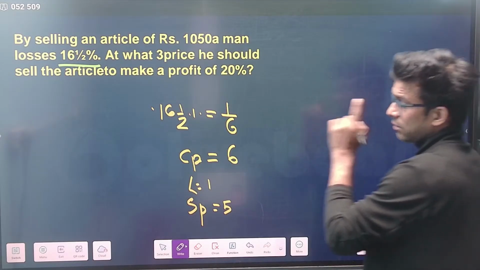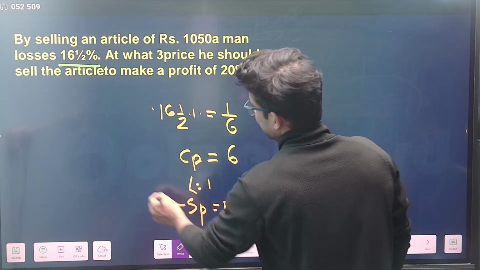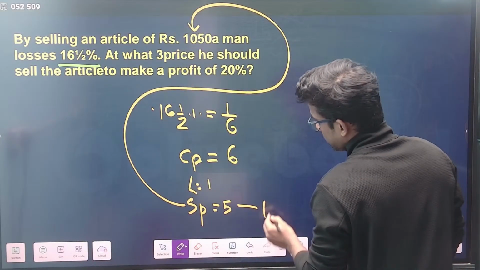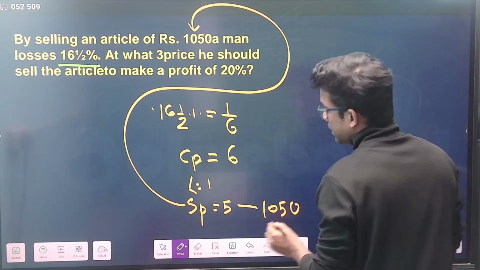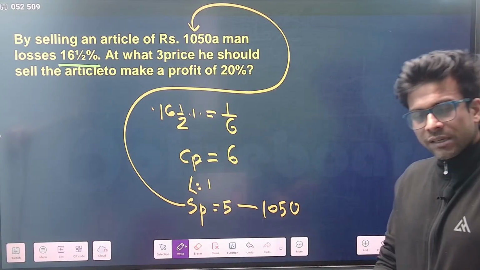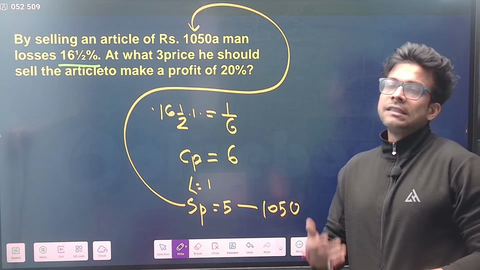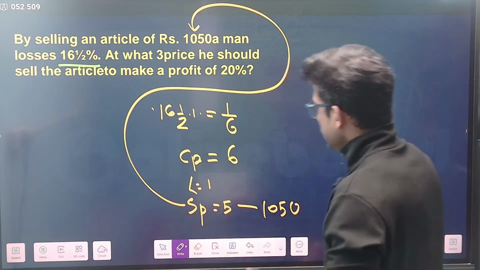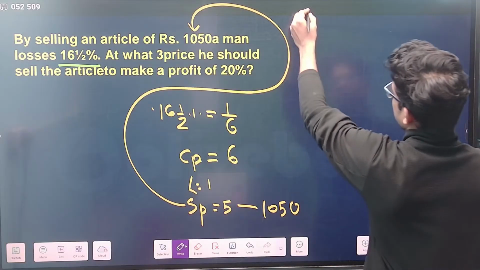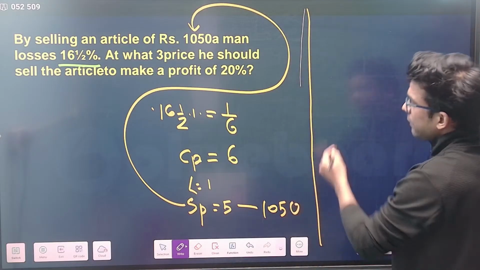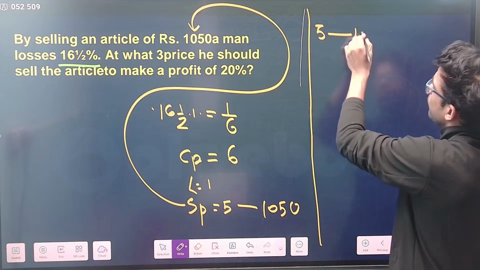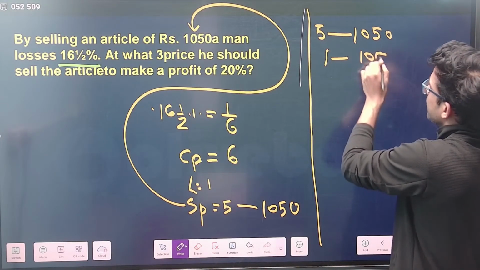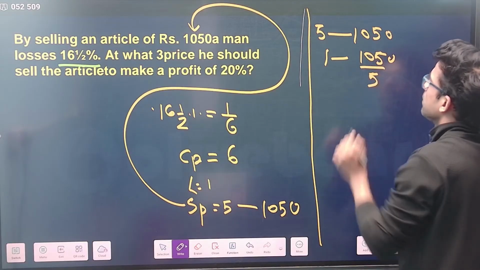But if you see the question, the selling price is basically not 5. The selling price is basically 1050. I always make you understand: compare the value with your own data and then try figuring out the other data. Correct? So if 5 is equal to 1050, then 1 would be equal to how much? That is 1050 divided by 5. Is it right? I hope so.